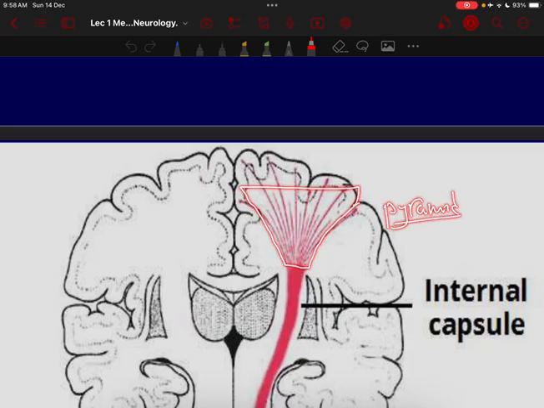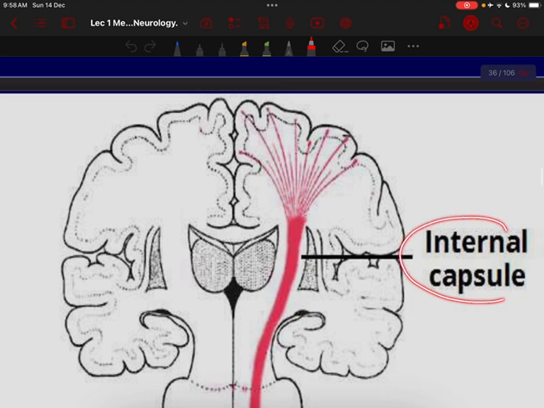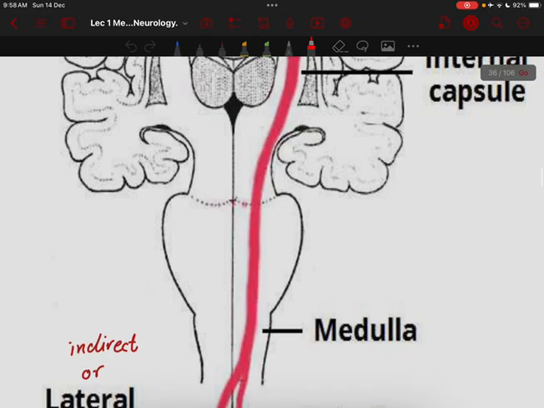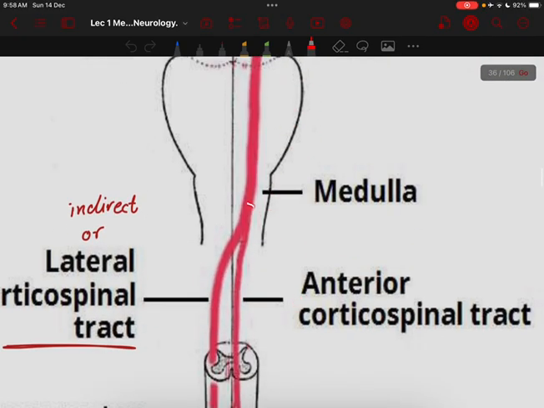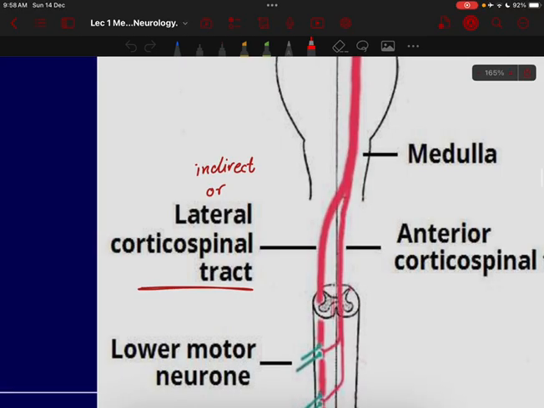Then the corticospinal tract passes through the internal capsule. This is the internal capsule. Then it leaves the cerebral cortex to reach the brainstem, then the medulla, and below the medulla it crosses to the opposite side. And this is called the lateral corticospinal tract, which goes to the anterior horn cell.